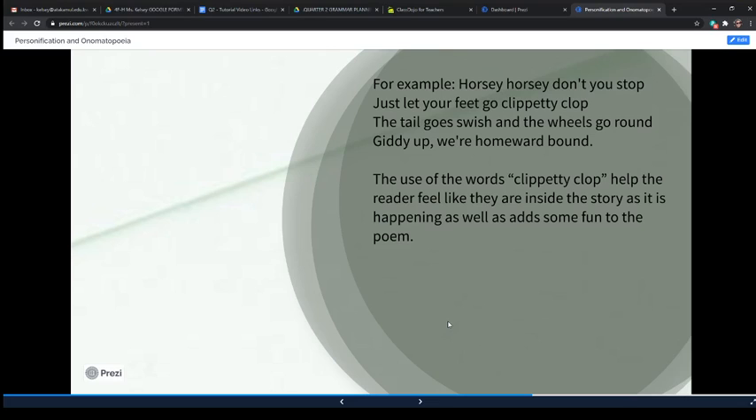Horsey, horsey, don't you stop, just let your feet go clippity-clop. The tail goes swish and the wheels go round, giddy up, we're homeward bound.